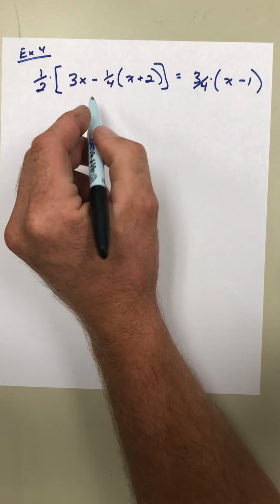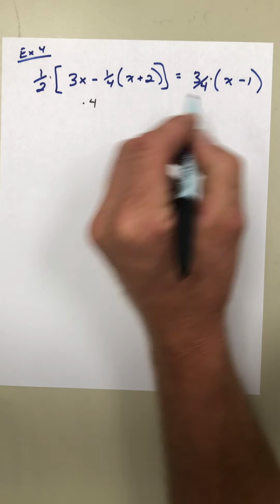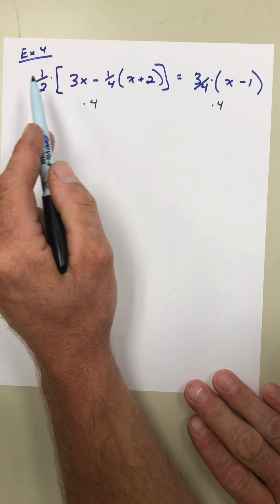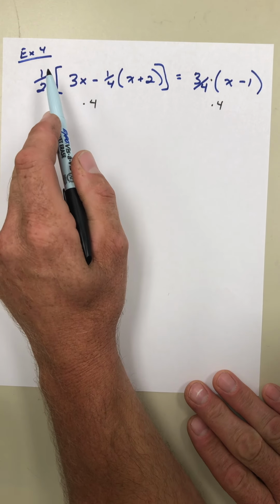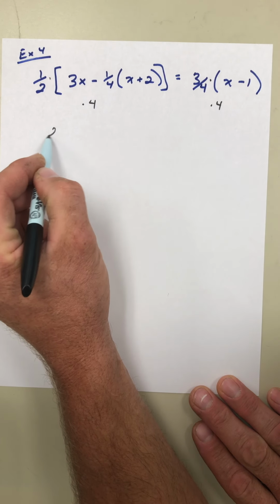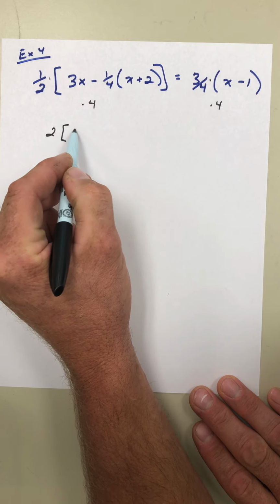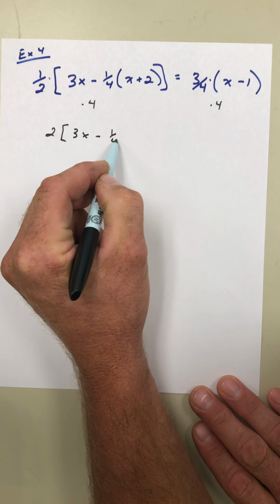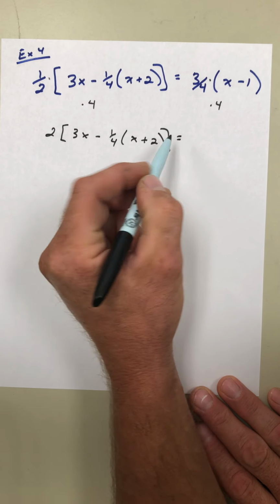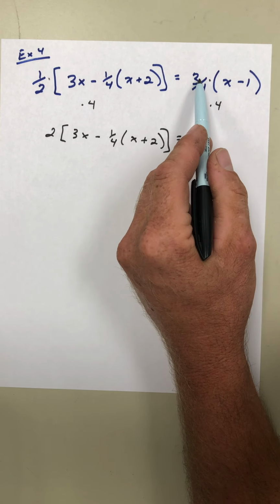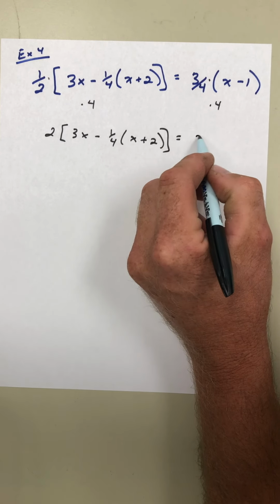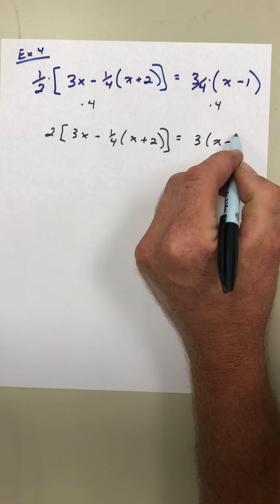That answer is 4. So if I multiply both sides by 4, now I can read this as 4 times 1/2 times all of this. I can multiply my 4 to my 1/2 and I end up with 2. So I have 2 times the quantity 3x minus 1/4 times x plus 2 equals, on the right side, I have 4 times 3/4 times x minus 1. So I can multiply 4 times 3/4, and I end up with 3 times x minus 1.